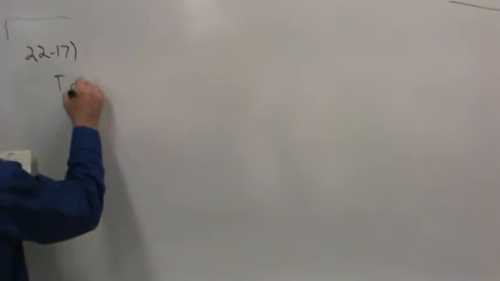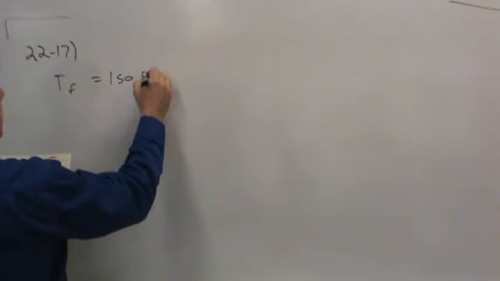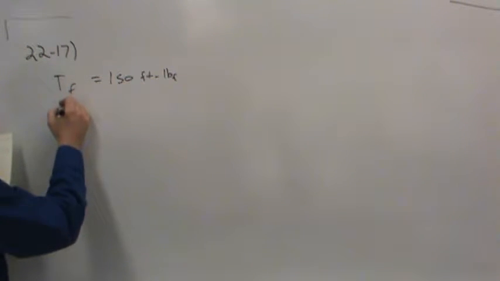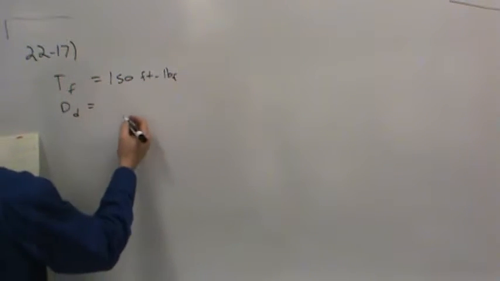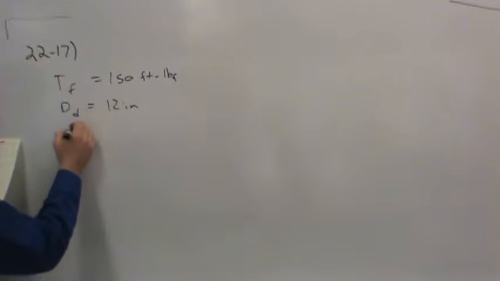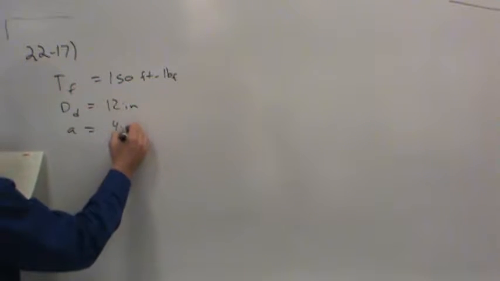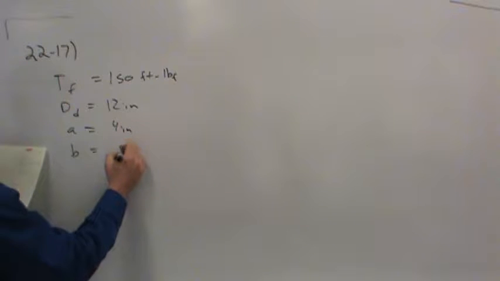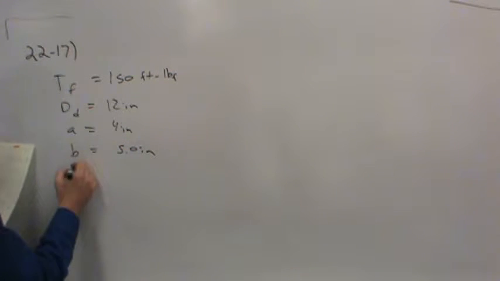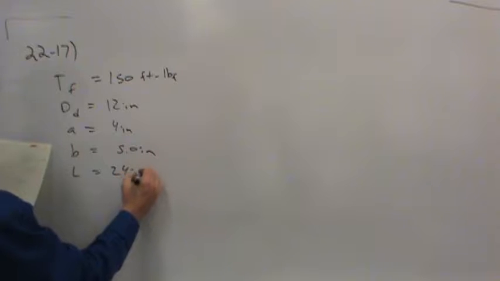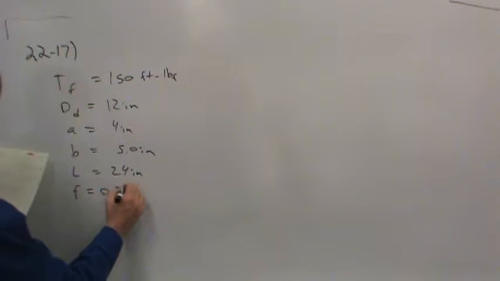Okay, so we know the frictional torque, we know the drum diameter, we've got the length of the handle, the A offset, the B offset, we have all those things. So I'll just jot down the givens up here. Frictional torque 150 foot-pounds. The diameter of the drum I'll label D sub D, 12 inches. The A dimension 4 inches, B dimension 5 inches, the length of the handle 24 inches, friction coefficient a quarter.